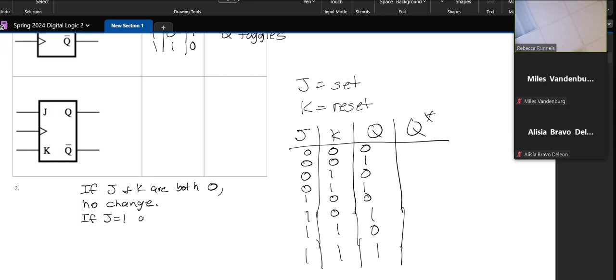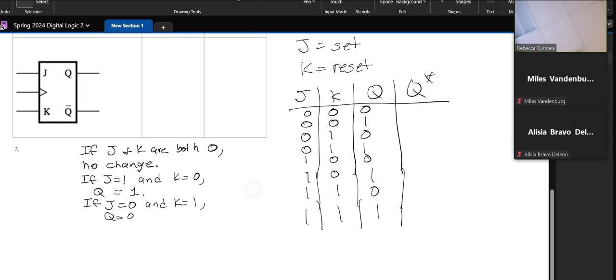If J equals 1 and K equals 0, then that's a set and Q equals 1, regardless of what Q was before. If J equals 0 and K equals 1, then Q equals 0, that's a reset, regardless of what Q was before. If J equals 1 and K equals 1, then Q toggles.